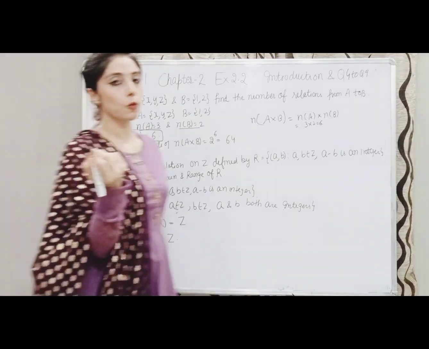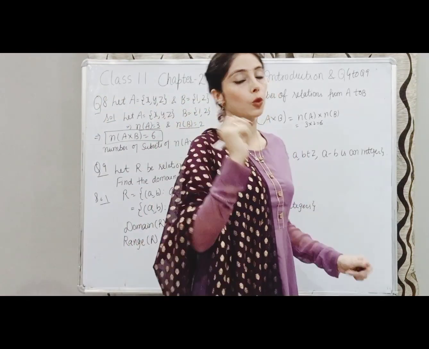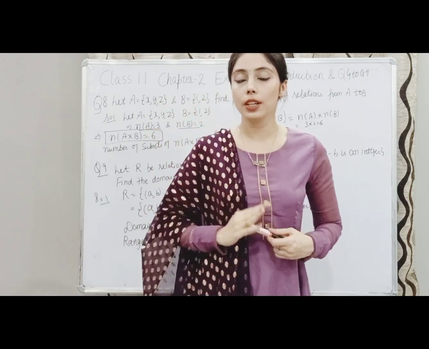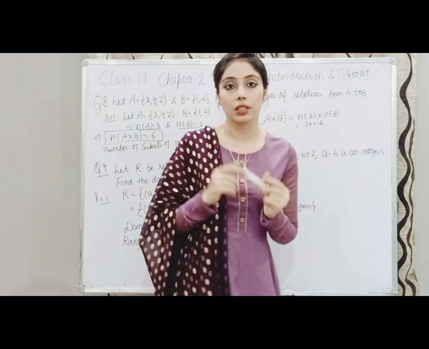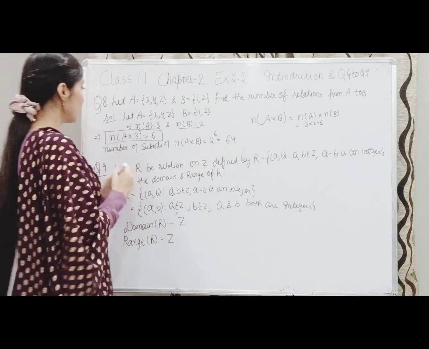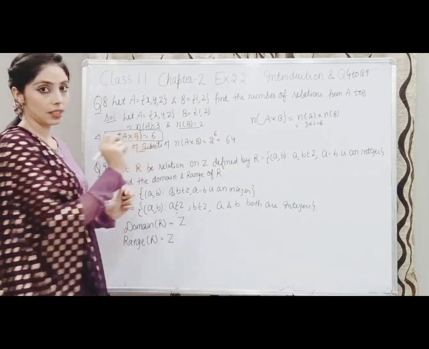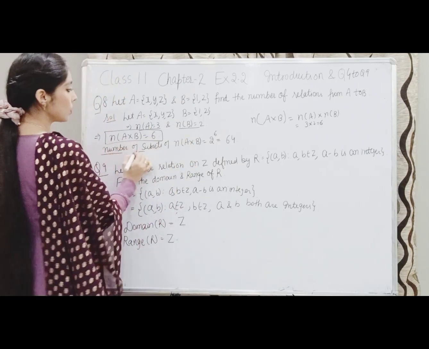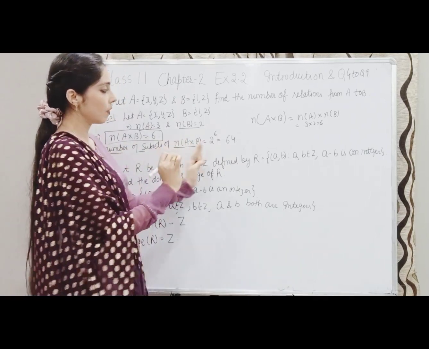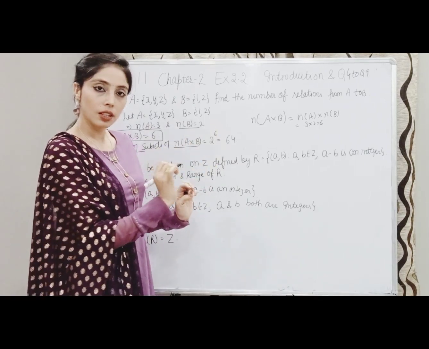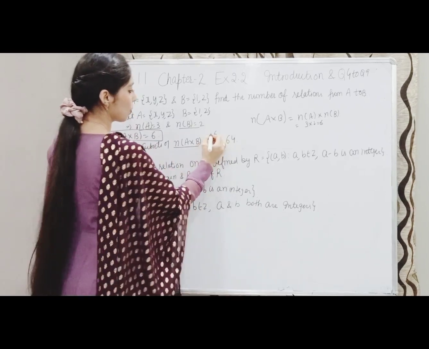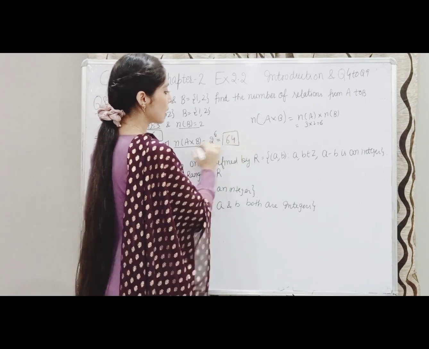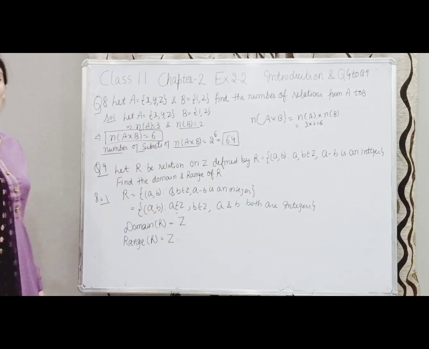But we have to find the number of relations from A to B. Okay. And we know that a relation is a subset of the Cartesian product. So we have to find the number of subsets of the Cartesian product. So the number of subsets of A cross B will be 2 raised to power 6. Okay. 2 raised to power the number of elements in the Cartesian product. This will be 64.